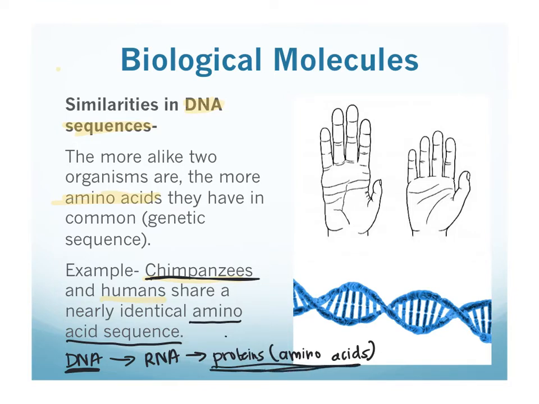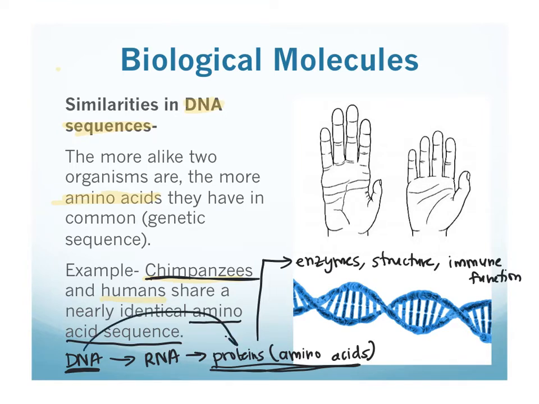And remember, what do proteins do in our body? This should be a review. Our proteins are enzymes. They're used for structure, immune function, etc. Okay, so the further apart our DNA is from another organism, because our DNA ultimately is the recipe for proteins, if our DNA is very far apart from another organism's DNA, then our proteins are going to be very, very different as well.